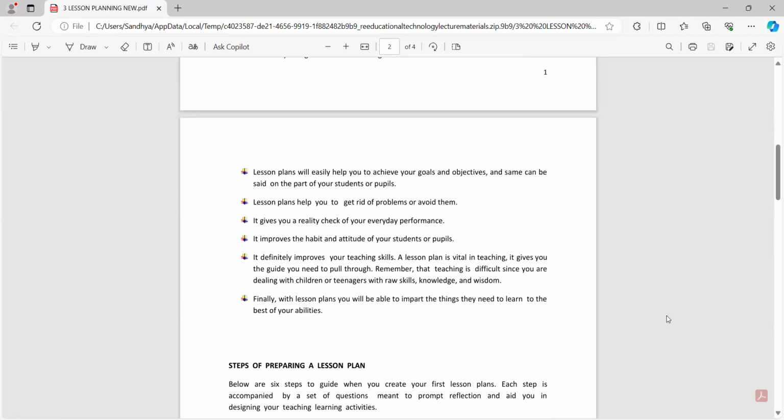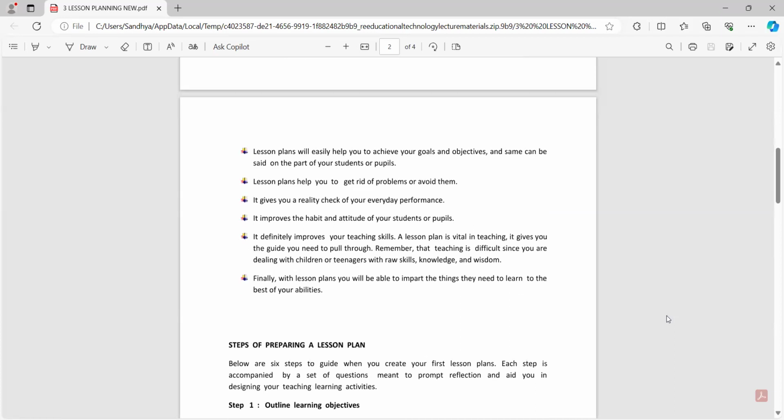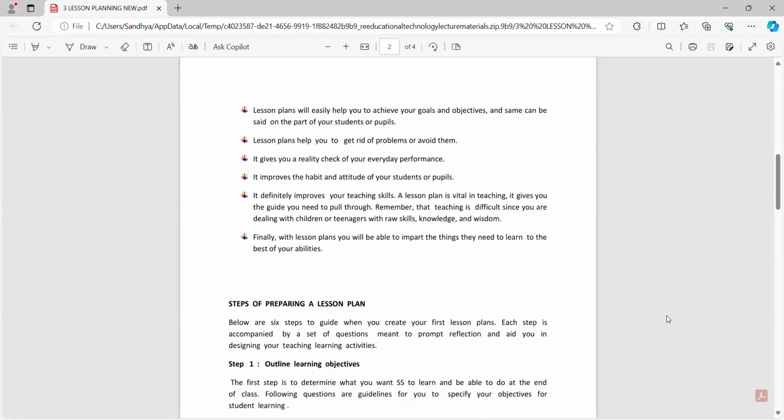Finally, with lesson plans, you will be able to impart the things they need to learn to the best of your abilities, because it's very well planned and thought out beforehand and everything is ready for the lesson. So because of that, you can do your lesson to the best of your ability. That is what you want to do, right? You don't want to just go in front of the class and talk about something and then think.